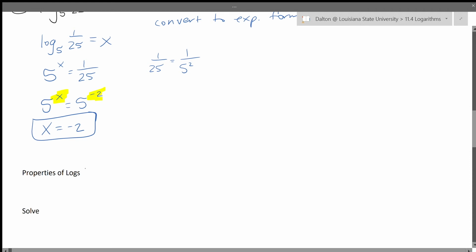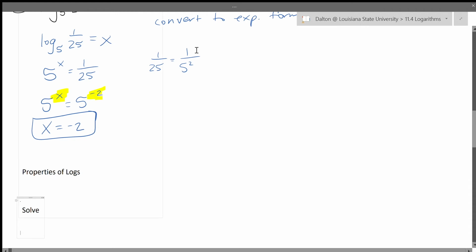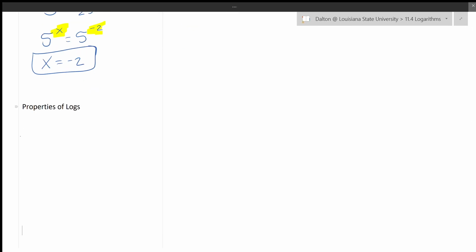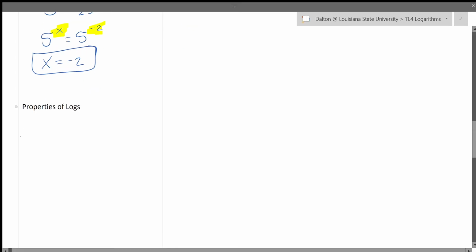All right, so now let's talk about properties of logs. Again, I want to remind you that logs are a different representation of exponents. So these properties are going to look very, very familiar to you, and pretty much they're going to be manipulating the exponential properties that we already know. First one is going to be the product property.